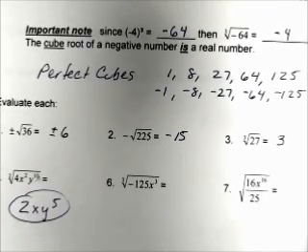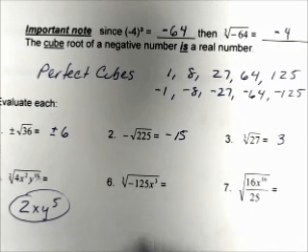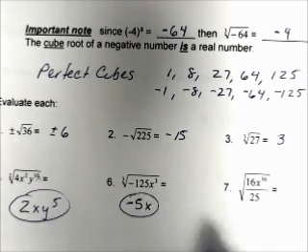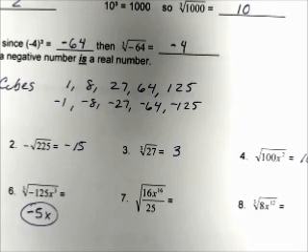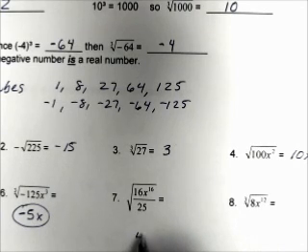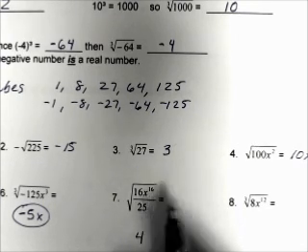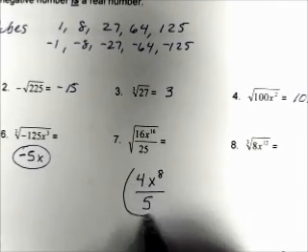Cube root of negative 125x to the third. Well, the cube root of negative 125 is negative 5, and the cube root of x to the third is x. Next, the square root of 16x to the 16th over 25. Well, the square root of 16 is 4. X to the 16th, you take the exponent 16 and divide it by 2. 16 divided by 2 is 8. So that would be 4x to the 8th over the square root of 25, which is 5. So that's 4x to the 8th over 5.